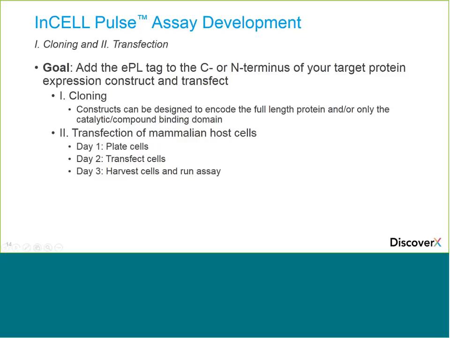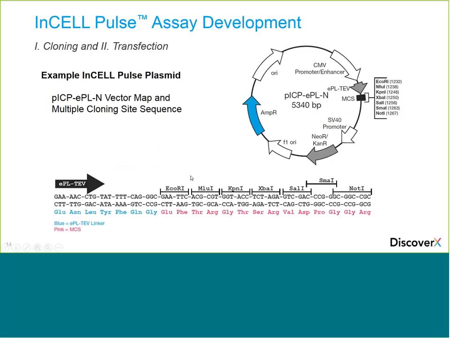So you've transfected the cells on day 2, and then the next day you harvest the cells and run the assay, running the assay is very quick. So here's an example of the cloning vectors that we provide. This is the example we're showing here, is one that places the EPL tag on the N-terminus in frame with your target protein, showing the multiple cloning site. We have instructions for how to make sure this is in frame, and we also provide, of course, the vector that will put the EPL tag on the C-terminus of the protein.